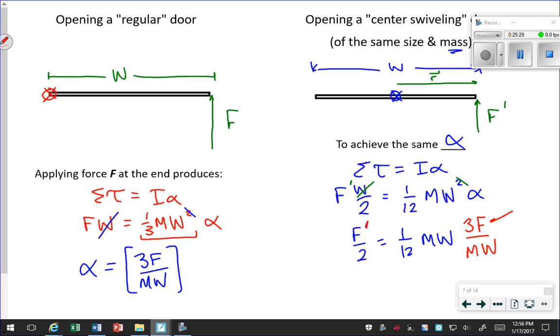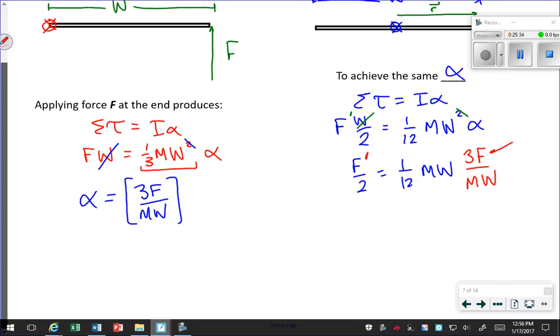All right, so let's do a little of this, and well, these can go and give us a 4 here, and then we can get rid of the M's and the W's, and we get F prime over 2 is F over 4. Okay, F prime is F over 2. Fair enough?